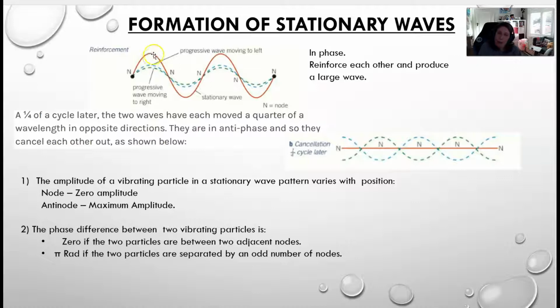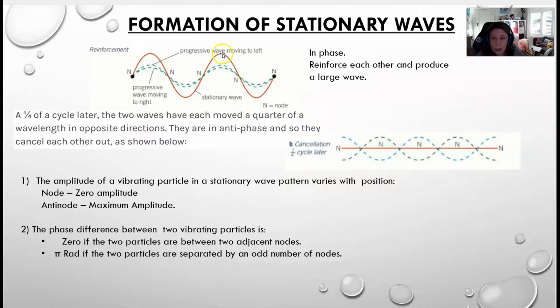But if I have a particle on the left of the node and a particle on the right of the node, they are moving out of phase. These particles are all moving up and these particles are all moving down on the string. So they will have pi phase difference, half a wavelength. Okay, so the phase difference is pi radians if the two particles are separated by an odd number of nodes. So these two particles, one here and one here, are separated by one node, which is an odd number. These are moving up and they're moving down.